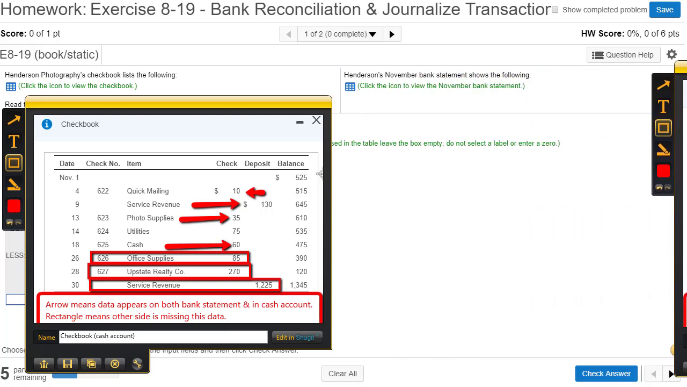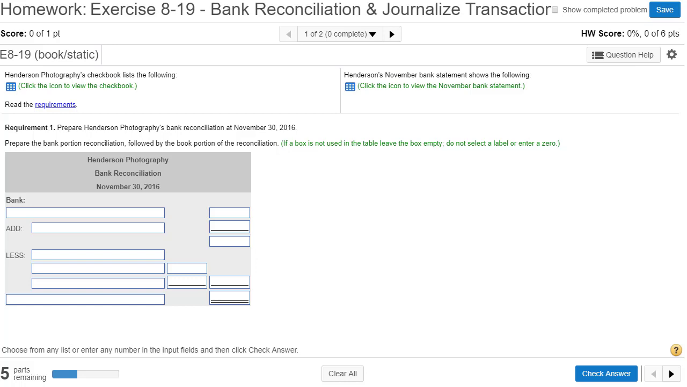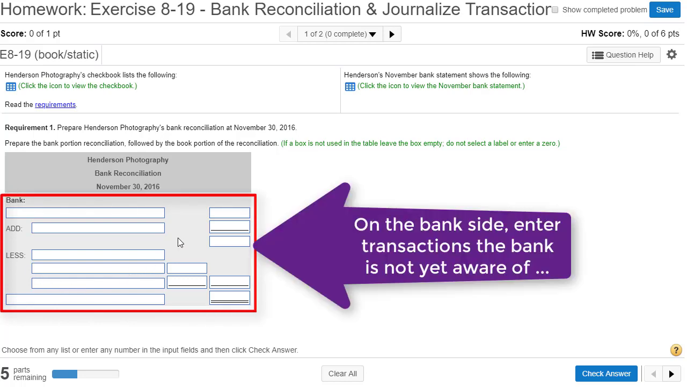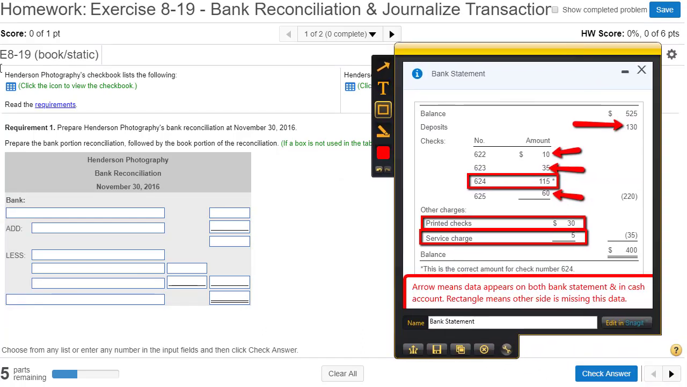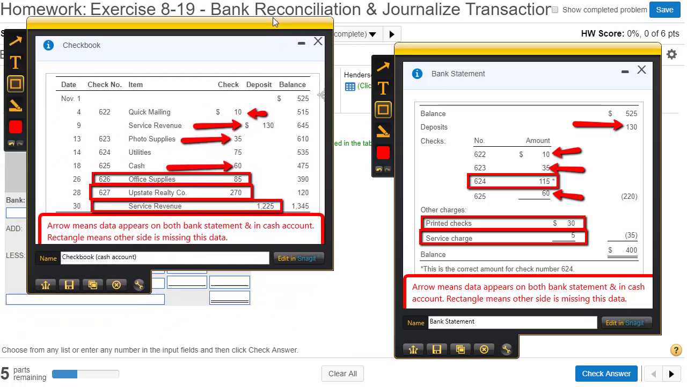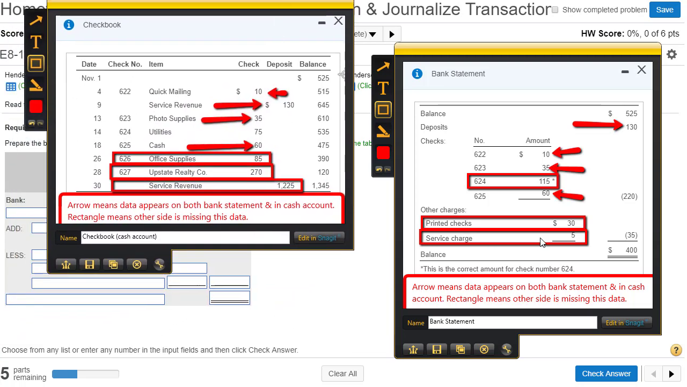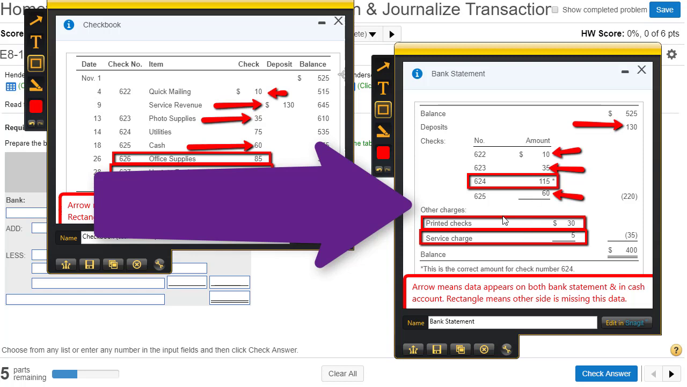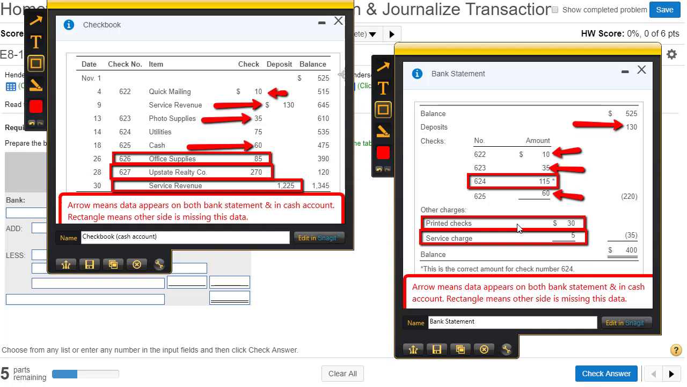So let's go to the problem now. And notice in this bank reconciliation, they're only showing us the bank side. So that means we can only enter the transactions that the bank was not aware of. So let's go back to our two windows. So the bank was not aware of which set of transactions. Let's look over here. Some of you may say, well, the bank was not aware of the printed checks and the service charge. No, that's not right. This is the bank statement. They have this information on the bank statement.